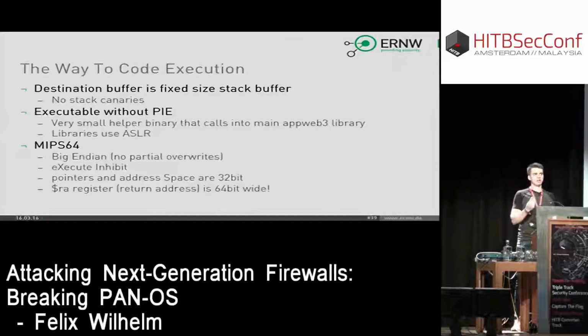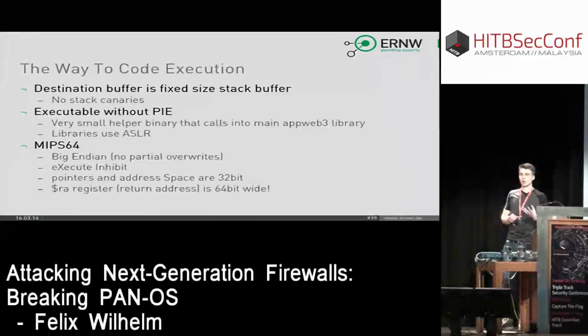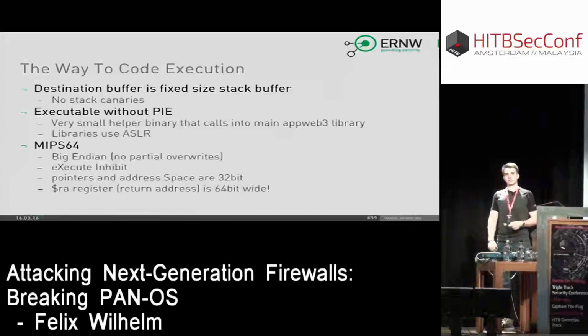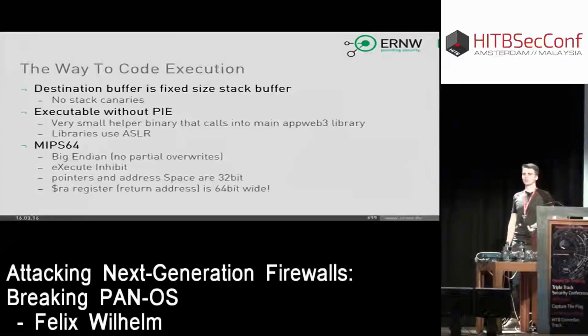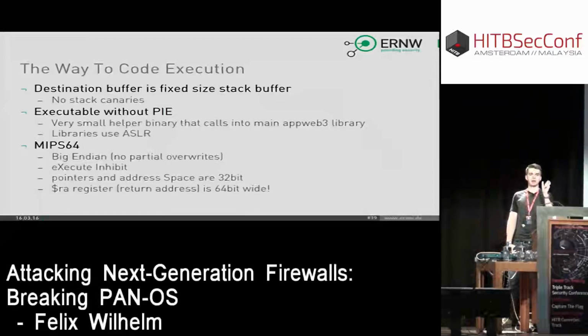What makes this bug quite interesting to exploit is the architecture. It's the first time I ever played around with a MIPS64 system, which has some interesting properties regarding this exploitation. First of all, it's a big endian system, so the most significant bytes are at the lowest address in memory, which means we can't do partial overrides. On x86, as a little endian system, we can override the least significant bytes and do ASLR bypasses that way. That's not possible on MIPS64.